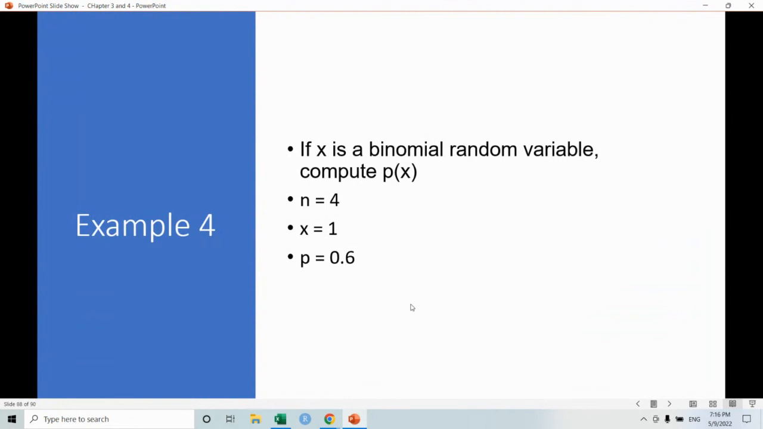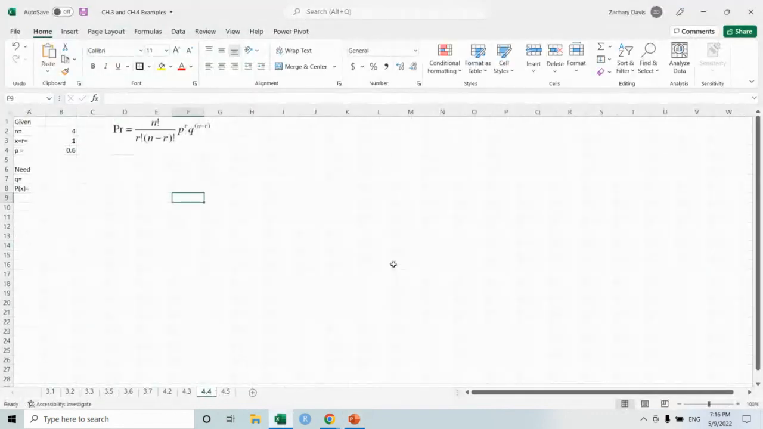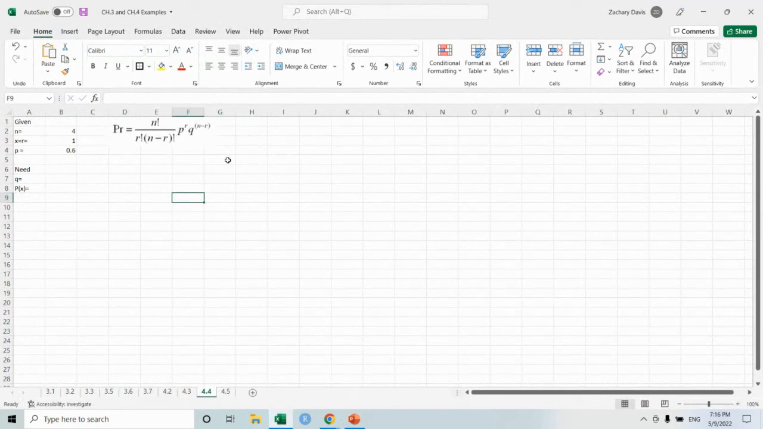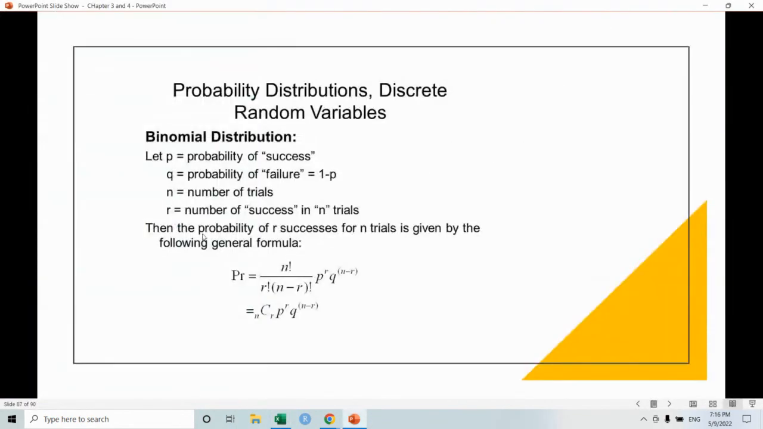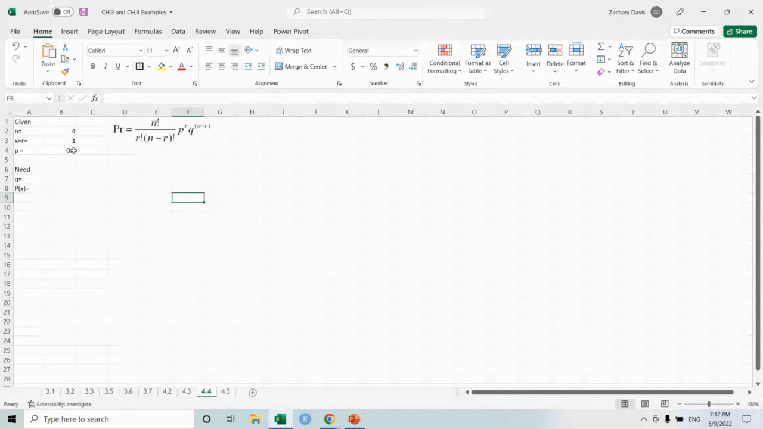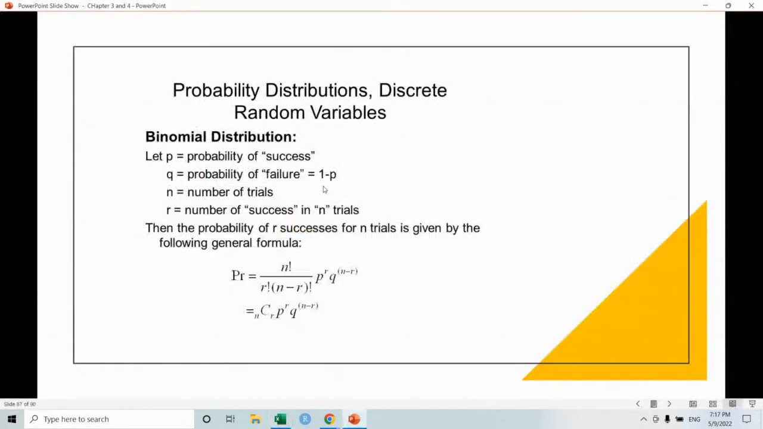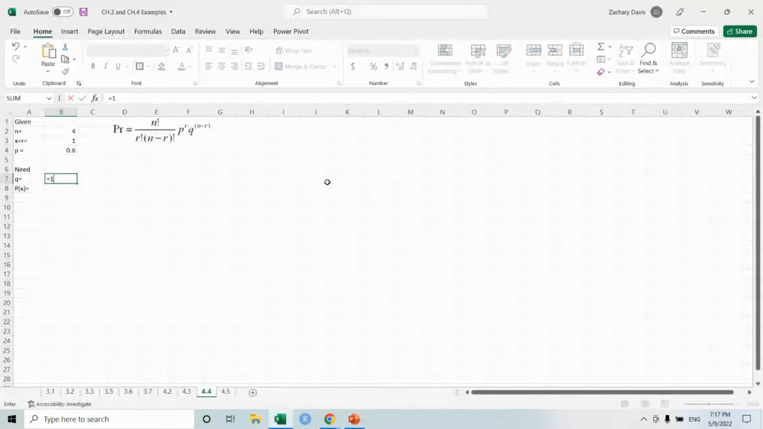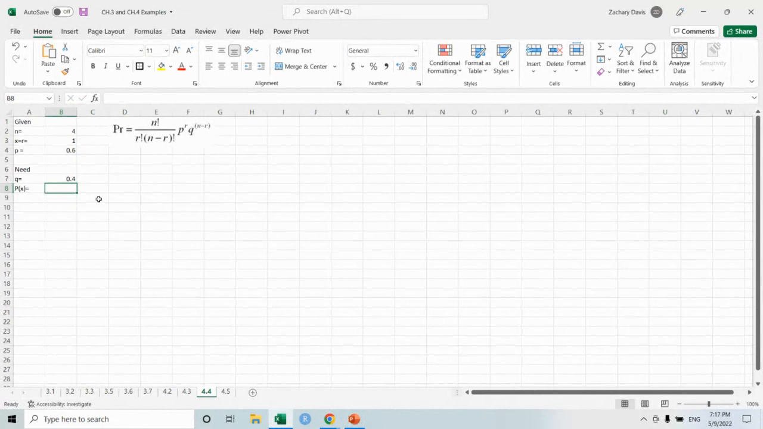For an example, if x is a binomial random variable, compute the probability of x given that n equals 4, x equals 1, p equals 0.6. So we have our formula. We want to find probability from a binomial distribution. So we have n trials, right? So we'll go back up. The number of trials equals 4. The number of successes is 1. The probability of a success is 0.6. So for this formula, we need Q, and Q is the probability of failure, or 1 minus P. So it's just equal to 1 minus the probability. Now to find the probability of X, given the information, we just need to implement our formula.